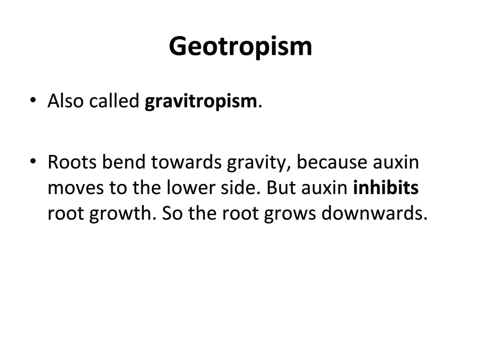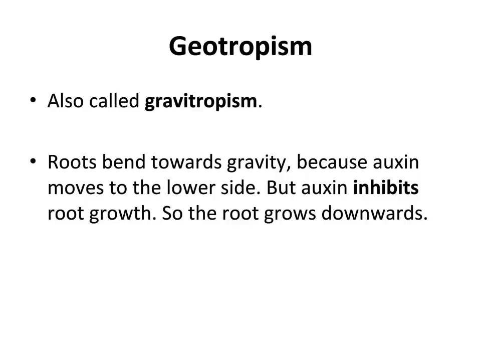Geotropism, also called gravitotropism. This is how a plant responds to gravity. As you can see in a plant, the roots will bend, i.e. grow down towards gravity. This is because auxin is heavy and therefore moves towards gravity, but auxin actually stops root growth. It helps the shoot to grow, but it stops root growth.